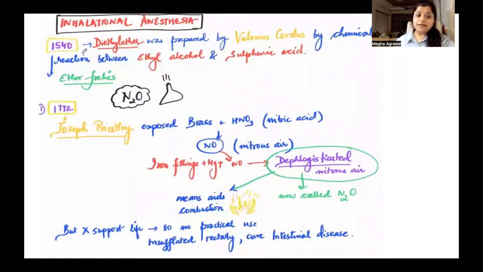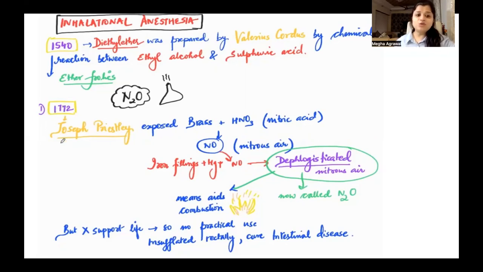In 1540, way back in 1540, diethyl ether was prepared by Valerius Cordus by a chemical reaction between ethyl alcohol, which was very much prevalent, and sulfuric acid. But it was not used for giving anesthesia. It was only used by ether florix. So the first compound that was made for inhalational anesthesia was nitrous oxide, and surprisingly even today we are using it. It was the first thing to be discovered, and even today we are using it.